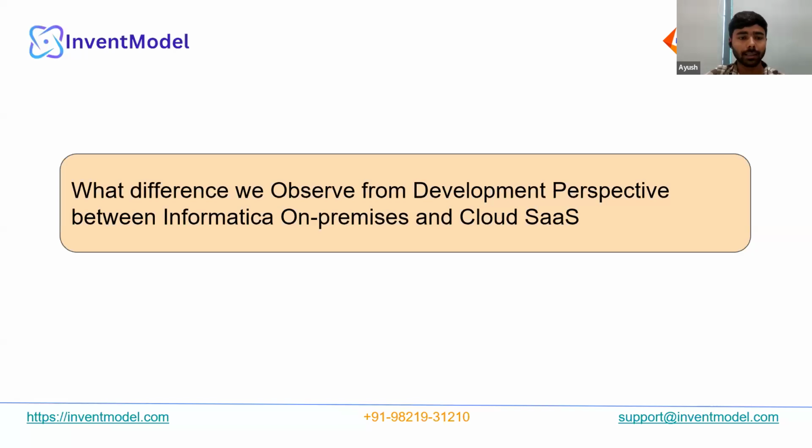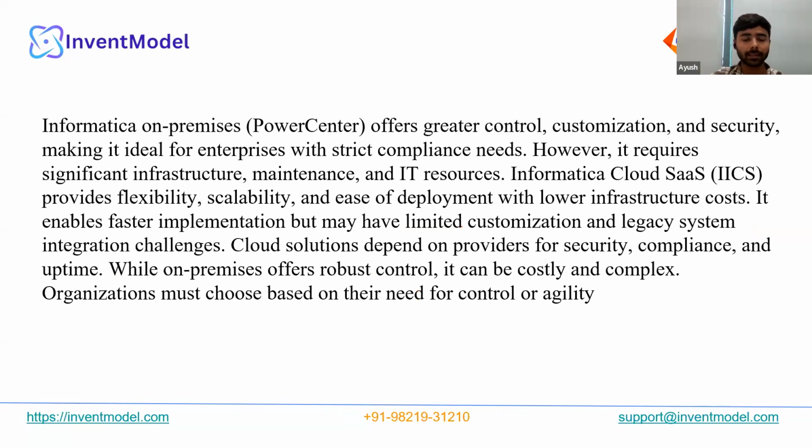Now the next point is the difference we observe from a development perspective between Informatica on-premises and Cloud SaaS. Informatica on-premises, like PowerCenter, offers greater control, customization and security, making it ideal for enterprises with strict compliance needs. In on-premises, we have full control over the hardware and software, and we can manage the software and the database as well. So it is more controllable.